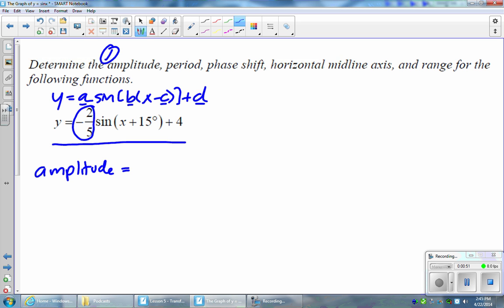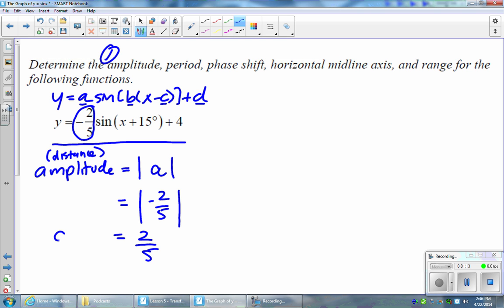Now amplitude, I want you to always understand that that is a distance value. So distance is always positive. So to find amplitude, you're taking the absolute value of a. In this situation, we have the absolute value of negative 2 over 5. When you take the absolute value of a negative number, you always get a positive value. So there is my amplitude. My amplitude is 2 over 5. So it's going to be a very short amplitude if you graph it.